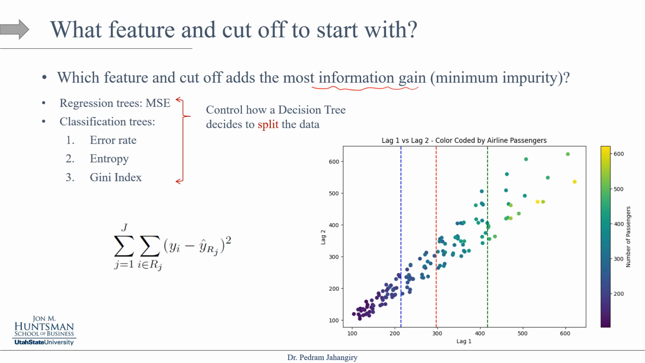So let me actually remind you what we mean by information gain. There's a function for that, right? So if it is a regression task, you can think of mean squared error. Obviously, you want to minimize it.